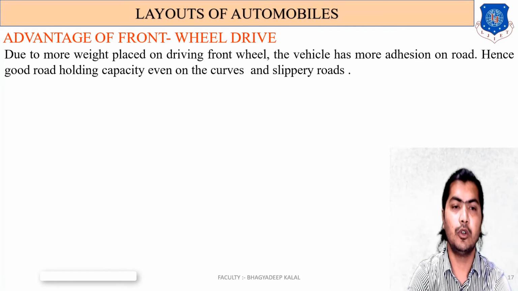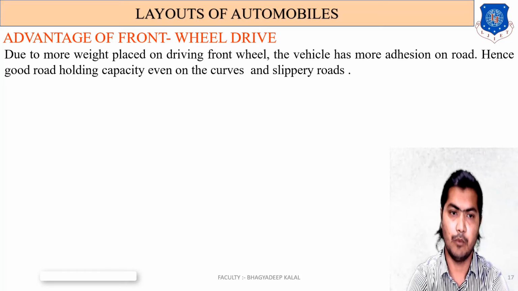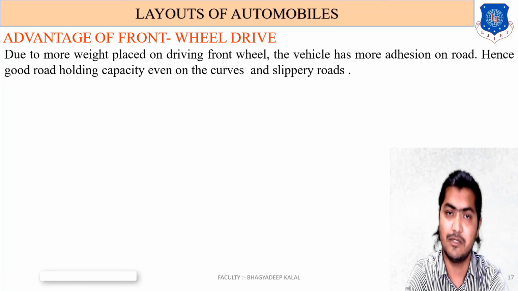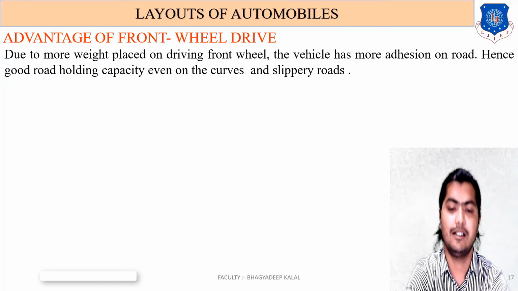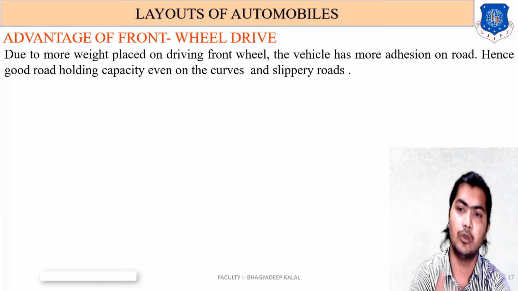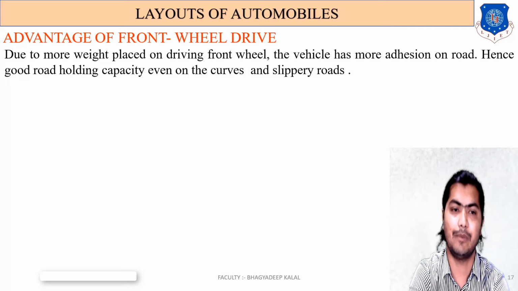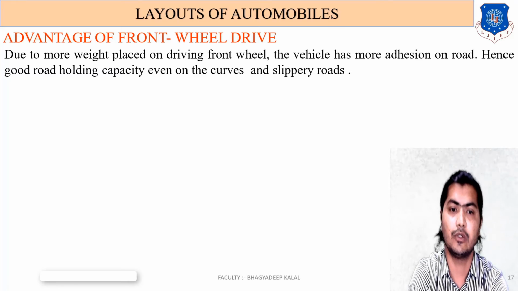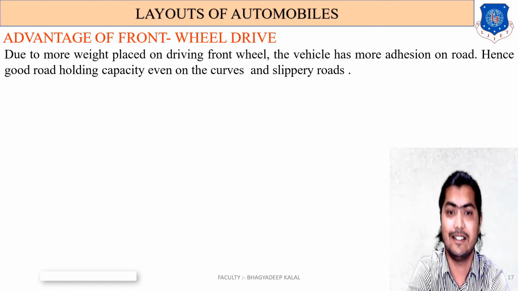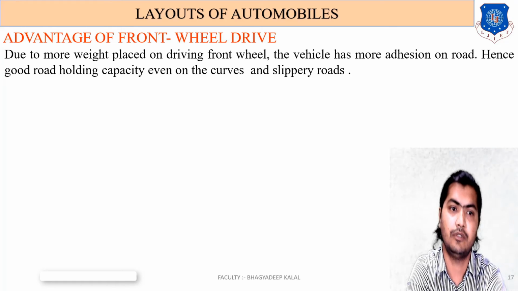Next, advantages of front wheel drive. Due to more weight placed on the driving front wheel, because the engine is fitted here, the differential is fitted here, the transmission or gearbox system is fitted here, and the steering mechanism is here. That's why more weight is placed at the front side. The vehicle has more adhesion on the road. More adhesion means the gripping of the vehicle with the road is more. Hence good road holding capacity, even on a curved surface or slippery surface like oil. If oil is on the road, that is a slippery surface, yet there is good holding capacity. That means gripping is more in front wheel drive.